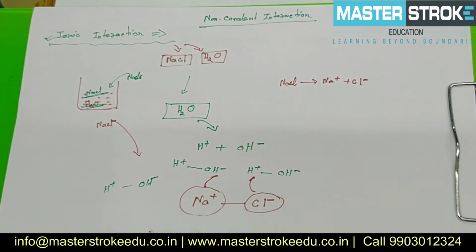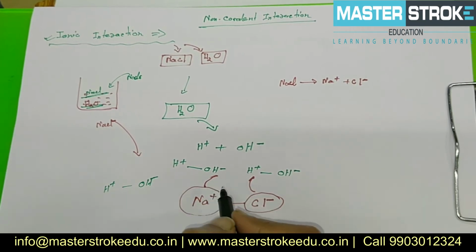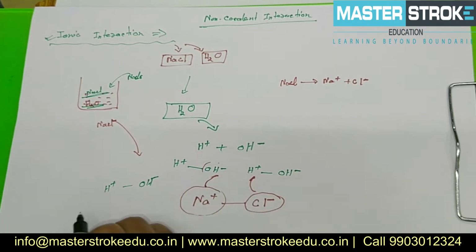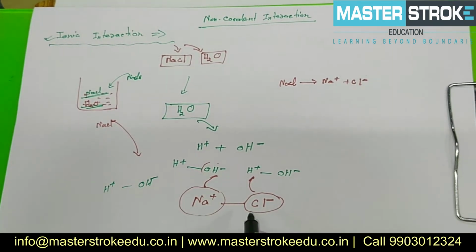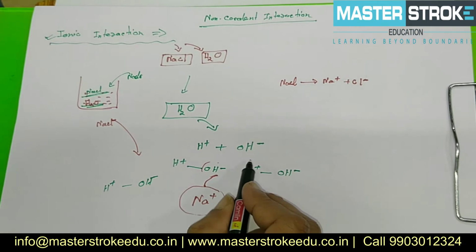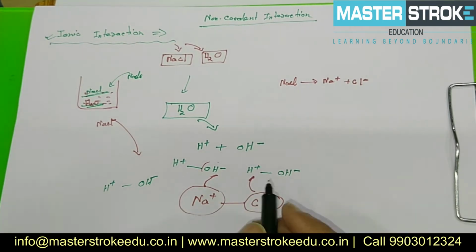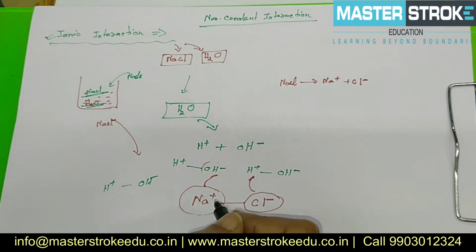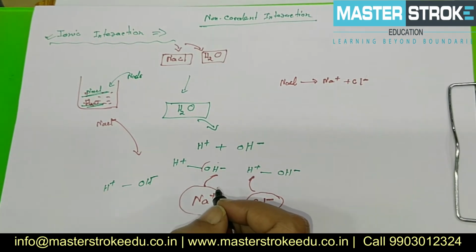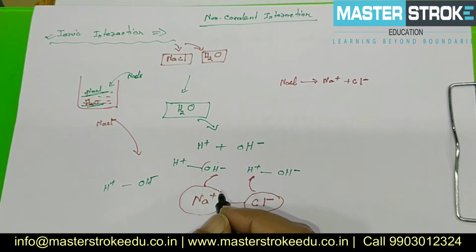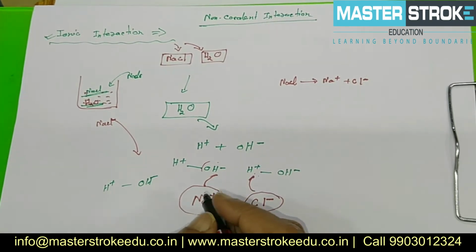There must be an interaction when the positively charged sodium ion is in close proximity with the OH minus of the water molecule, and the negatively charged chloride ion will interact with the positively charged hydrogen ion of the water molecule. Such interaction between the opposite charges of the two different substances, that is sodium chloride and water, is known as the ionic interaction.